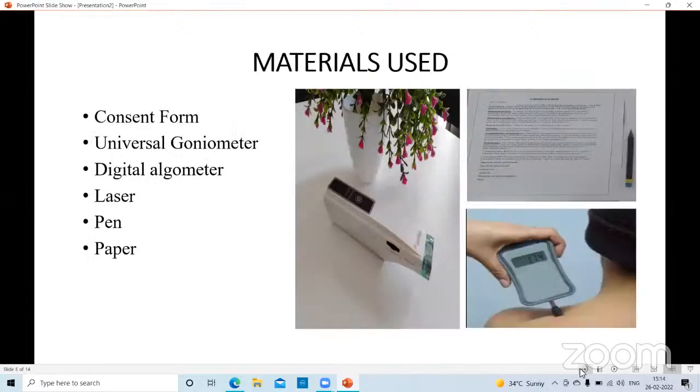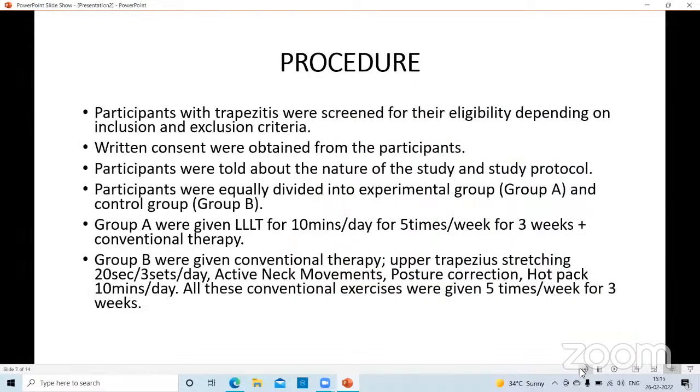The materials used were consent form, universal goniometer, digital algometer, laser, pen and paper. Procedure: participants with trapezitis were screened for eligibility depending on the inclusion and exclusion criteria. Written consent forms were obtained from the participants. Participants were told about the nature of the study and study protocol. Participants were equally divided into experimental group A and control group, group B.